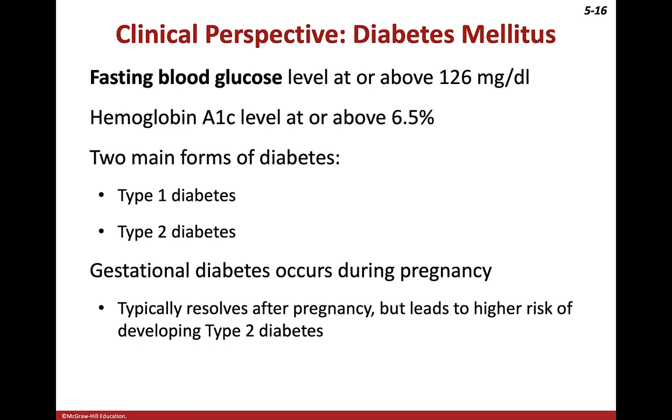The 2 forms of diabetes are type 1, which is insulin dependent, and then type 2, which is not dependent upon insulin. So really the type 1 diabetic, they're not producing insulin, and the type 2 diabetic, they're producing insulin, but that insulin is not effective in regulating blood glucose. There's also gestational diabetes, and there's some women that actually develop diabetes during pregnancy. Generally, this resolves after the pregnancy, but there is evidence that this does lead to a greater risk of developing type 2 diabetes later down the road.